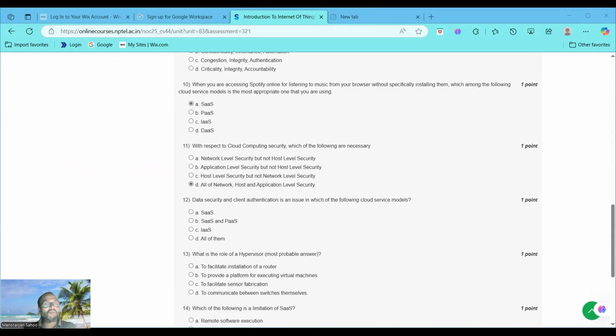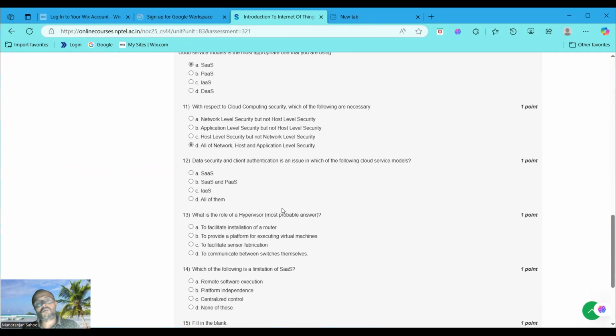So options A, B, C are incorrect, as they omit some level of security. Only option D is correct because a holistic approach is necessary. So all of network, host and application level security was the right answer. Okay, 11 option D. Now moving to question number 12.